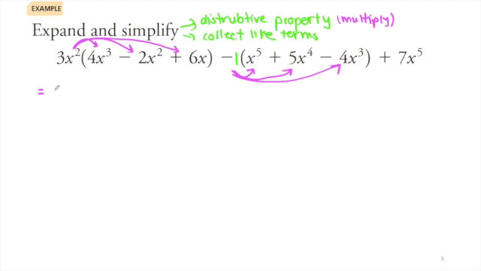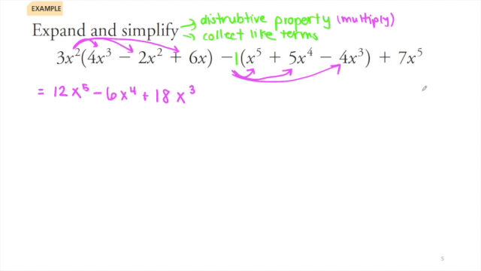So 3 times 4 is 12, x squared times x cubed is x to the 5 because you add your exponents, so 2 plus 3 is 5. 3 times negative 2 is negative 6, x squared times x squared is x to the 4, 3 times 6 is 18, x squared times x is x cubed. You can drop brackets now that you have multiplied through with distributive property, okay?